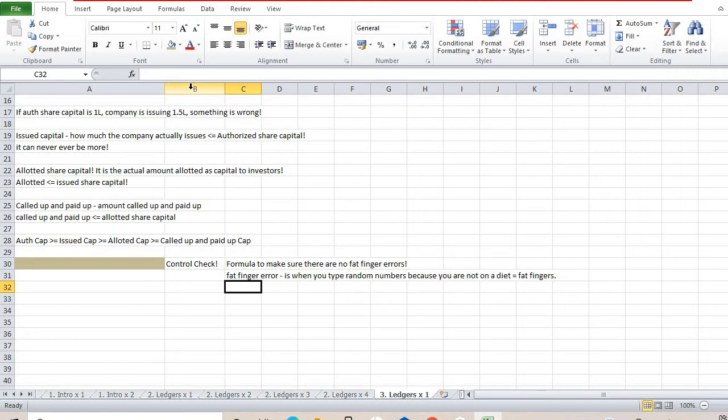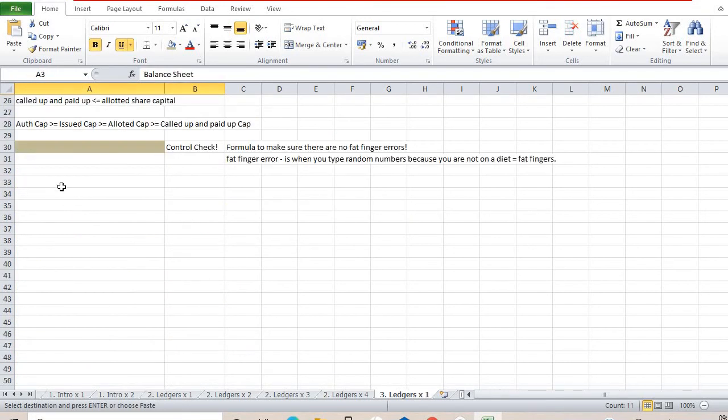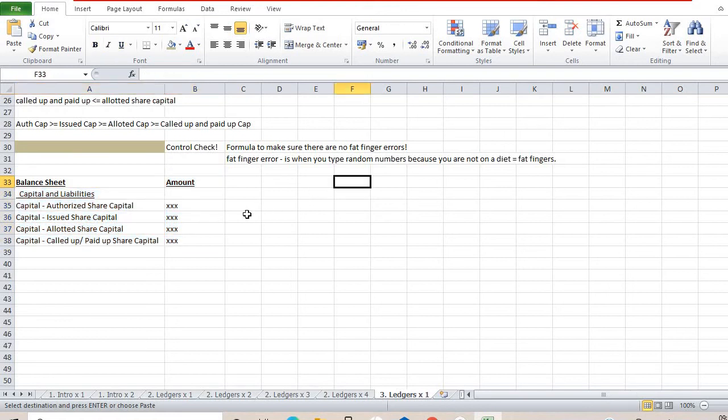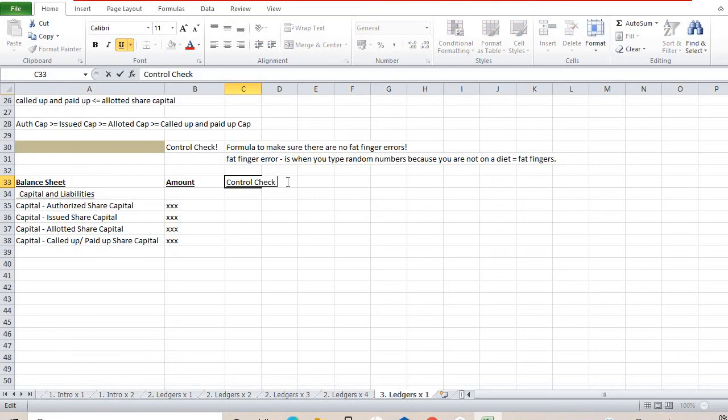Okay? So what I'm going to do here as a control check, I'm going to put the balance sheet here and I'm going to put a control check next to the balance sheet. Okay? Now remember, your control check will not be a part of the balance sheet. It's only from a modeling perspective. So let me just put that here. Let me just put: only for checking, not a part of balance sheet.